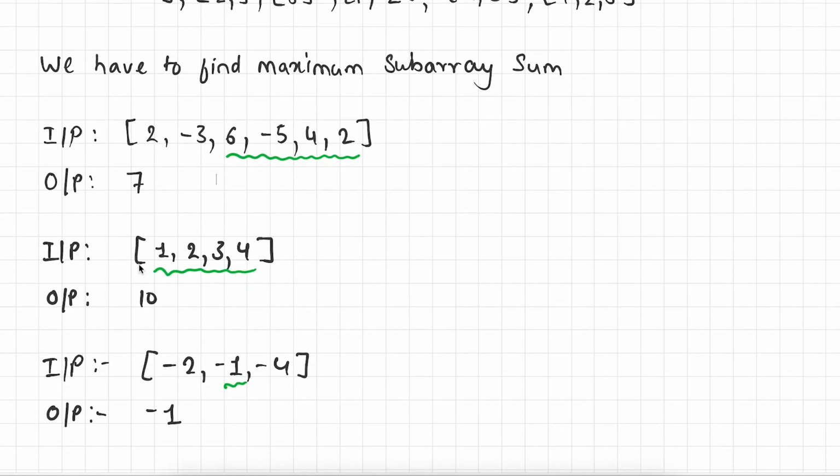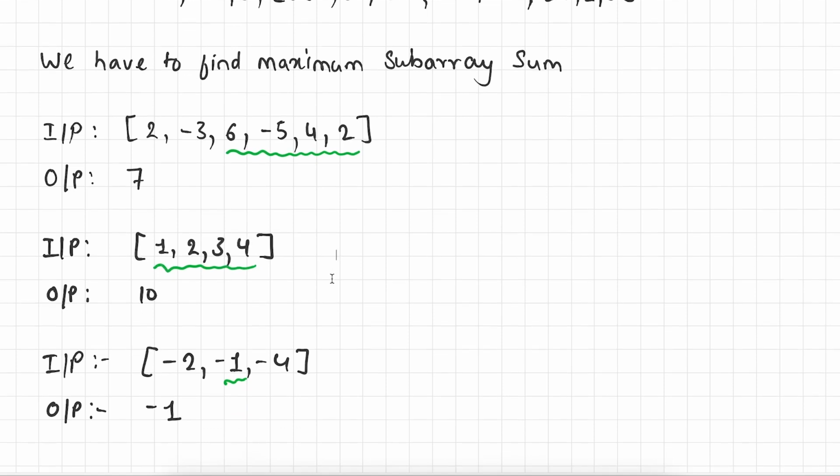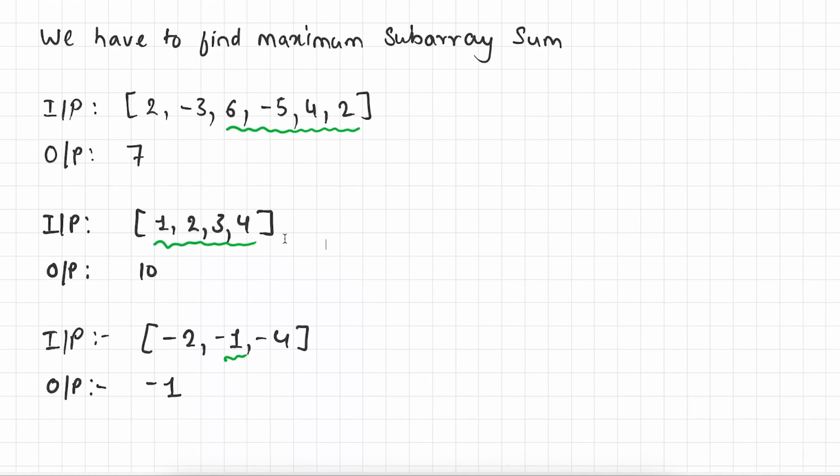Let's see the next example. Here the array is given as 1, 2, 3, 4, and the maximum subarray sum is 10. This is the sum of all the elements present in the array, as all the numbers are arranged in increasing order and all are positive. That is why, out of all the subarrays, the one having all the elements has the maximum sum.